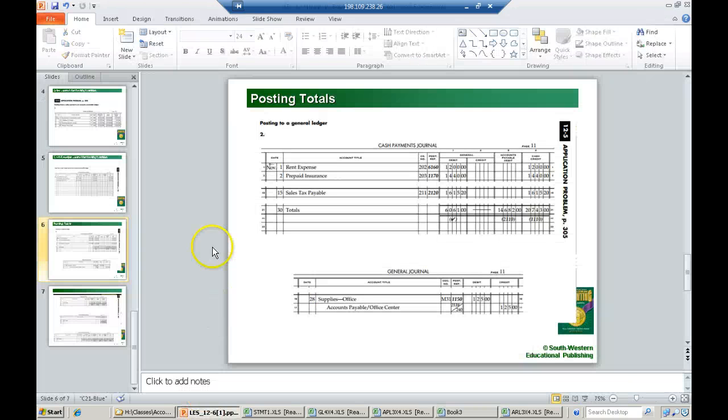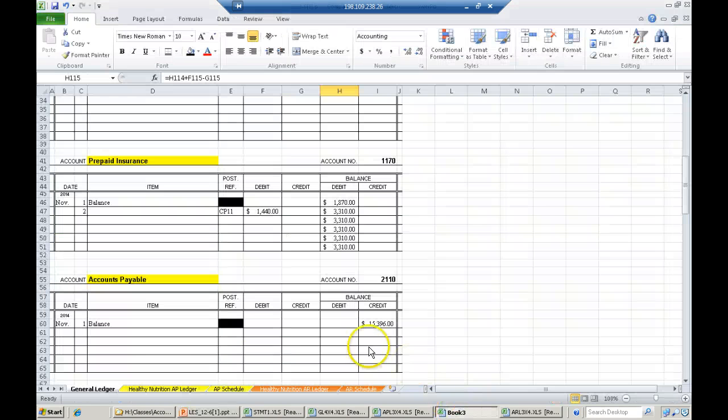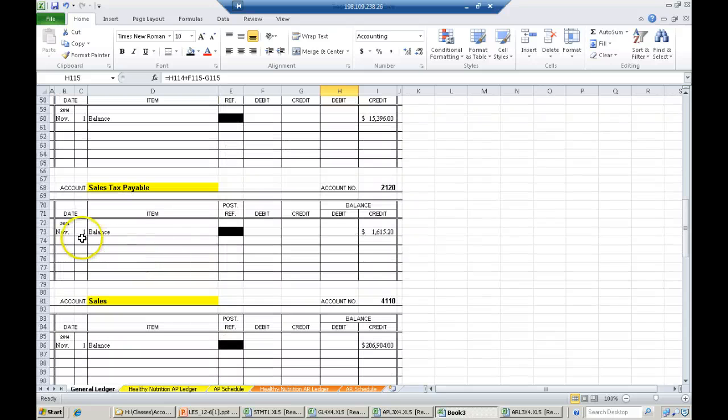Next transaction on the 15th, sales tax payable of $1,615.20. Again, this is a liability, so we're going to go back to our general ledger and our sales tax payable, and this was recorded on the 15th from, again, Cash Payments Journal, page 11, $1,615.20.